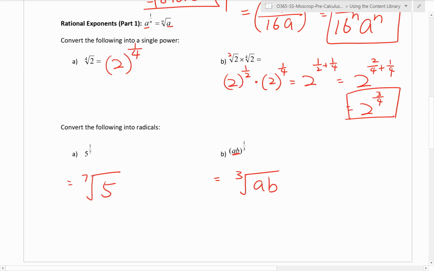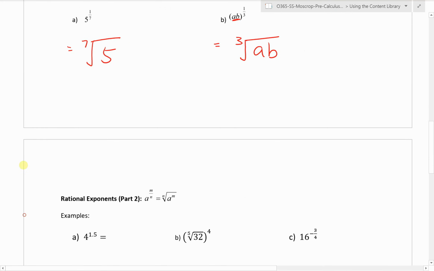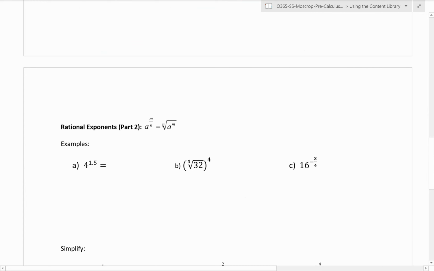Okay, so this is the simpler version of the rational exponents, where the rational exponent is 1 over something. However, obviously, that fraction is not always going to be 1 over something. It's going to be most likely some number divided by some number, not just 1 over something. In that case, it's actually the same, or similar.